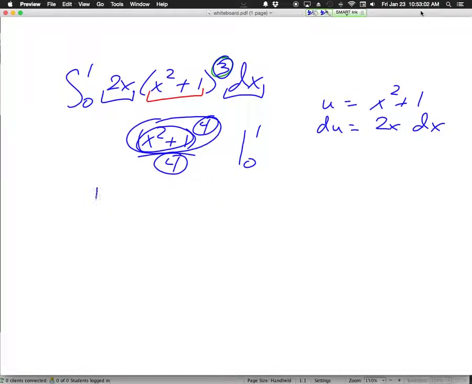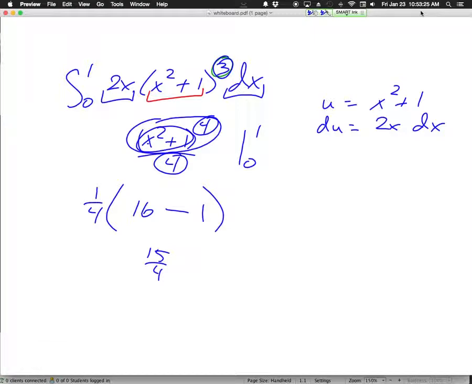So I'm gonna leave the 1/4 out front. I'm gonna plug in 1. 1 squared is 1 plus 1 is 2. 2 to the 4th, 16. Then I plug in 0. 0 plus 1 is 1. 1/4, 1. So I end up with 15/4.